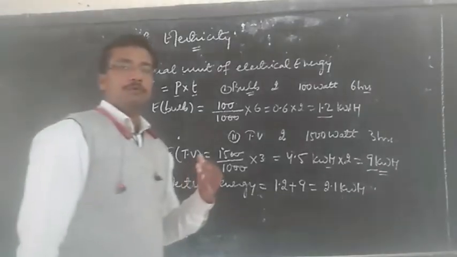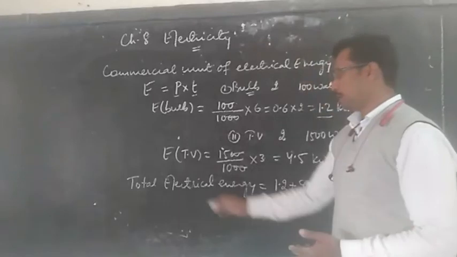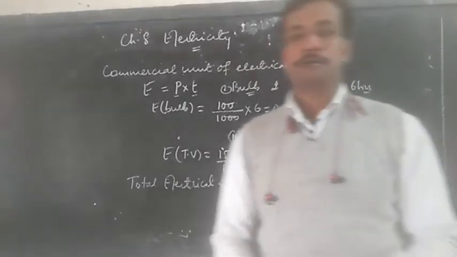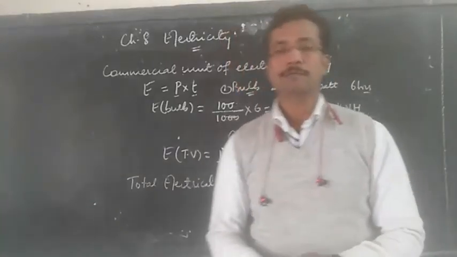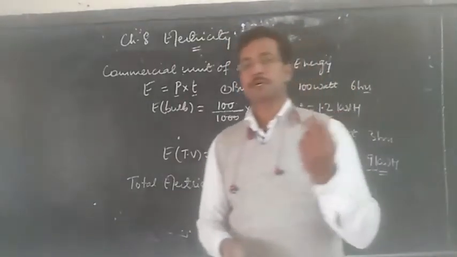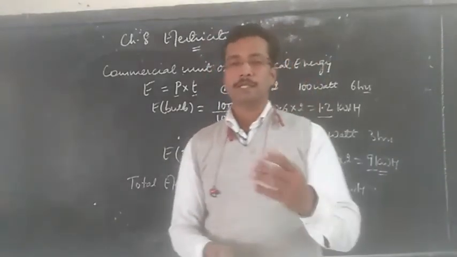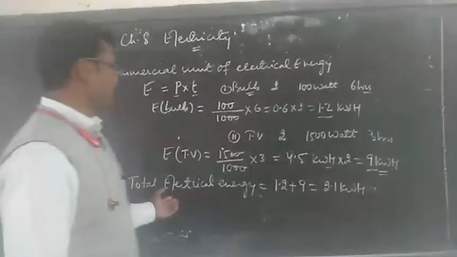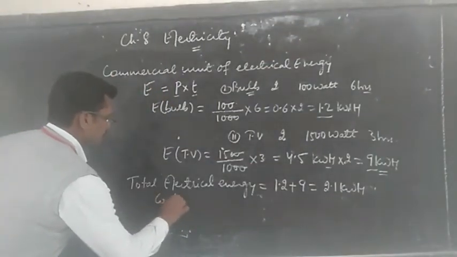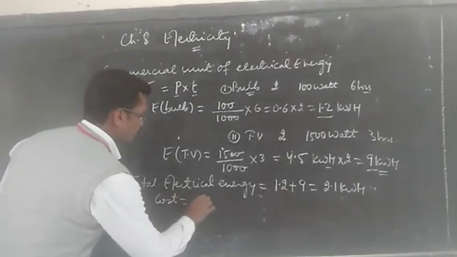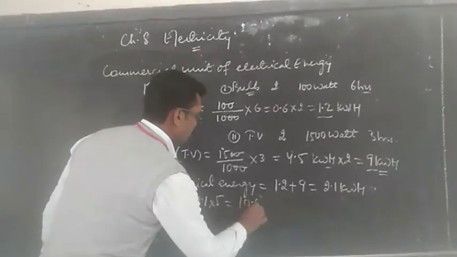Now in order to calculate the cost for this amount of electrical energy being consumed, a rate is determined for each town, and let us suppose the cost for 1 unit or 1 kilowatt hour is 5 rupees, then in that case we have to multiply by 5. So cost will come equal to 10.2 into 5, which is equal to 51 rupees.